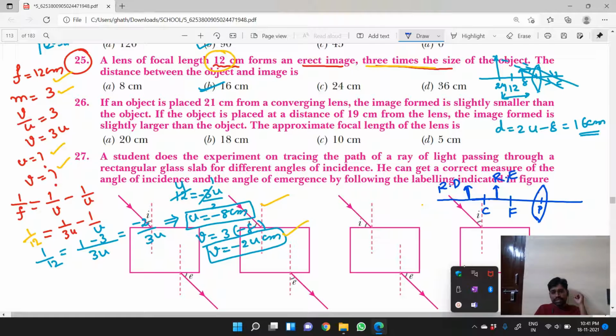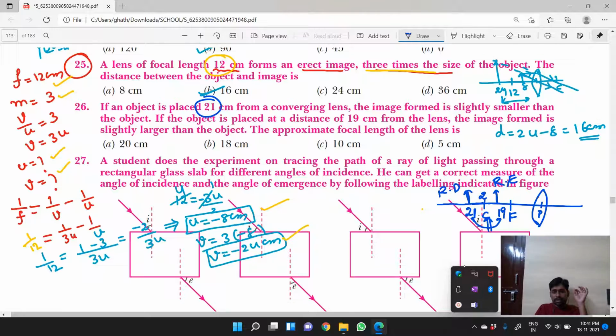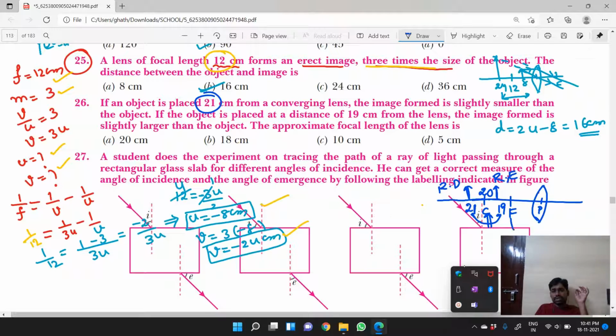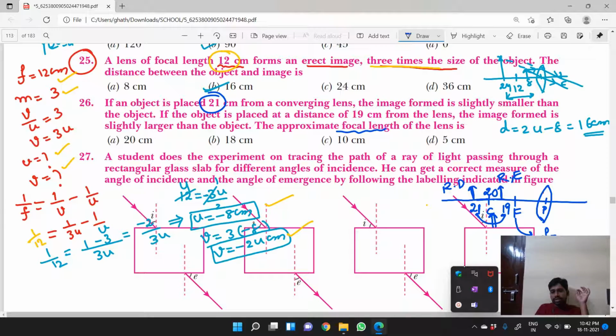How much did they say in the question? 21 they said. When the object is placed at 21, they are getting a real enlarged image. Then the center of curvature is nothing but 20. If the center of curvature is 20, then they are asking about the focal length. The focal length is R by 2, which is equal to 20 by 2, which is 10. So the answer is 10 centimeters.